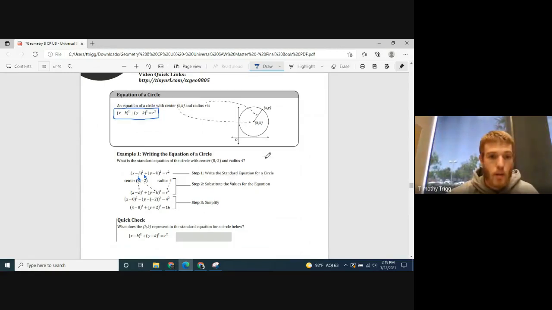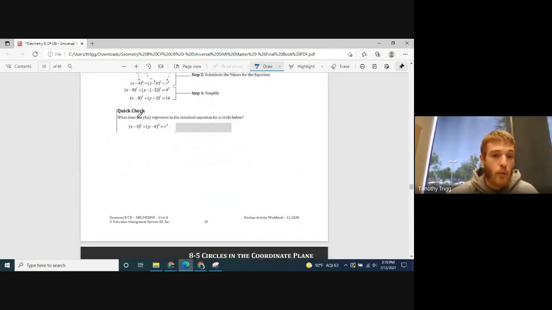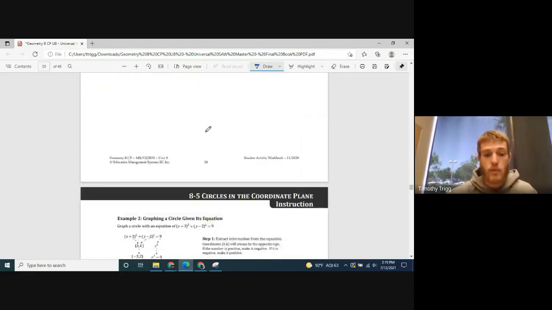So in the quick check, what does h and k represent in the standard equation for a circle below? H and k is the center of the circle. So h comma k tells you the center of the circle. This will make sense as we do some examples here.